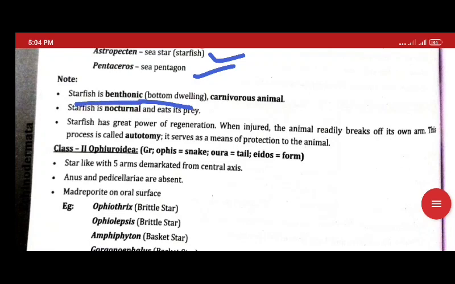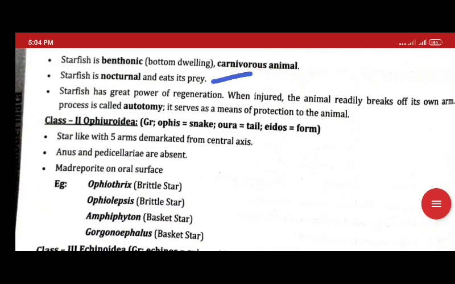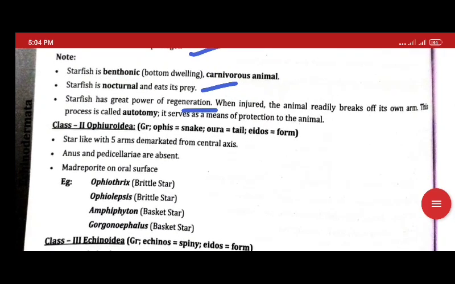We have already studied that. Sea cucumber is only on the upper layer. Starfish is nocturnal. It has a great power of regeneration: if you cut it, it will regenerate the lost part. It also shows autotomy, breaking its arm to escape from the enemy.